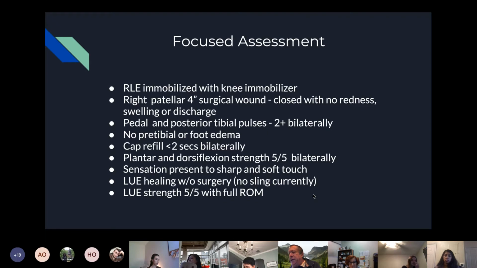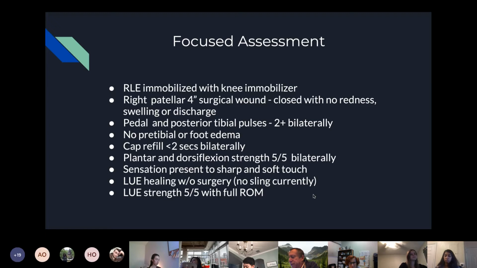The immobilizer was held on with Velcro strips. There were a couple of butterfly tapes at the very bottom, at the most distal part of the wound, that was healing fine. I checked her pedal and posterior tibial pulses, which were 2+ bilaterally. There was no pretibial or foot edema noted. Her capillary refill was very good too. It was less than 2 seconds bilaterally on her toes.